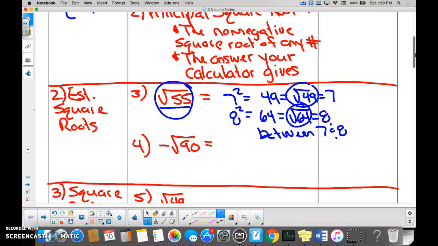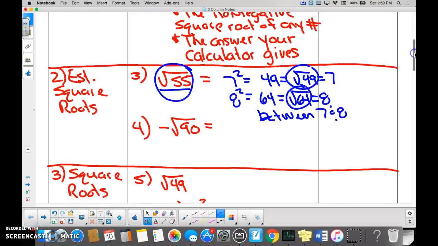The square root of negative 90, my advice on solving problems like this would be to simply ignore the negative. Square root of 90 is how you say that, the negative square root of 90. My advice would be to ignore the negative until the very end. So we have the square root of 90. We know that 9 squared is 81, and we know that 10 squared equals 100. So the square root of 90 is somewhere between a 9 and 10.